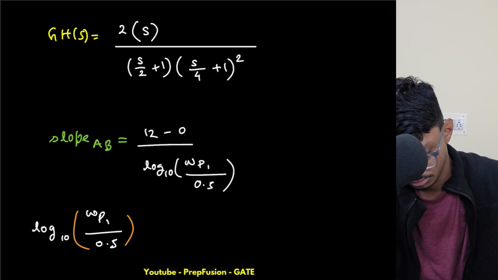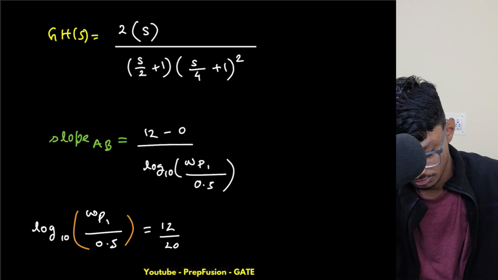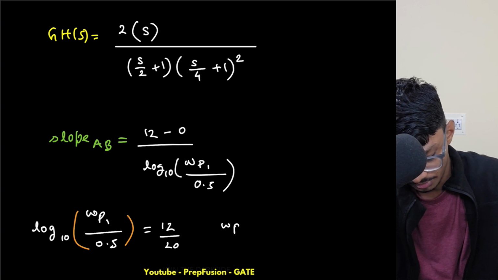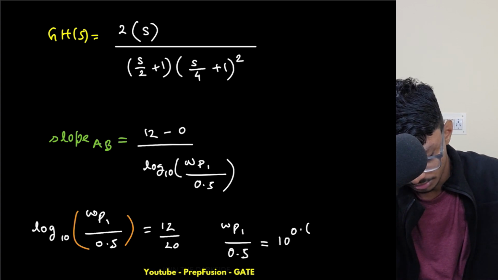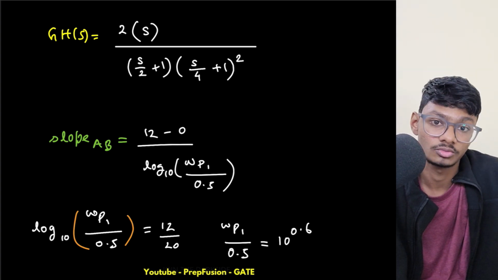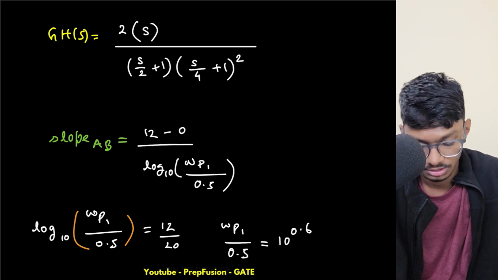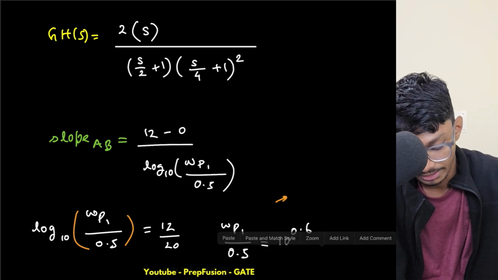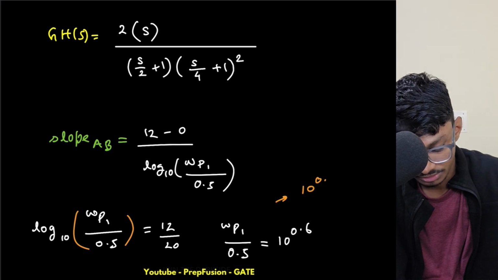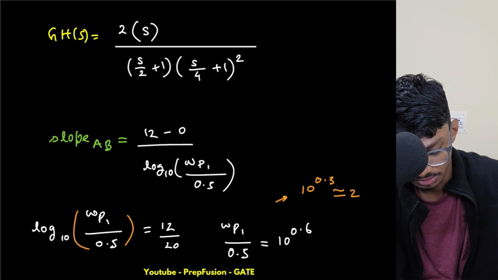With log base 10 equals 12 by 20. So this is 0.6. So omega p1 by 0.5 equals 10 raised to power 0.6. Simple, I'm converting into log format. What is 10 raised to power 0.6? If you remember correctly, it is simply 4, because just remember one thing, that 10 raised to power 0.3 is almost equal to 2. This you have to remember.